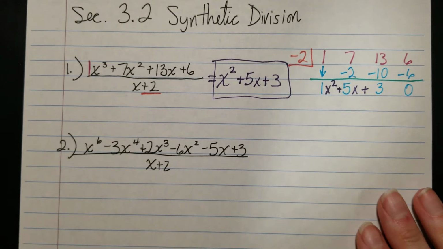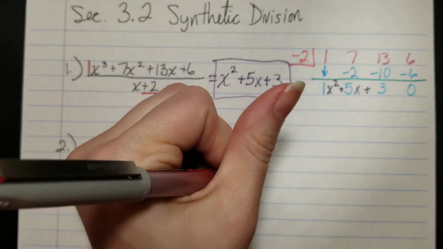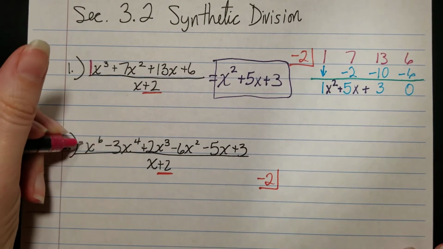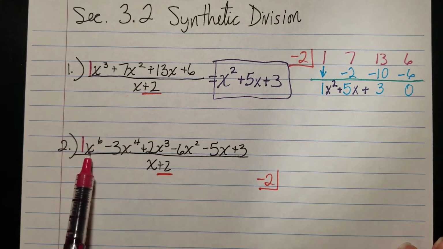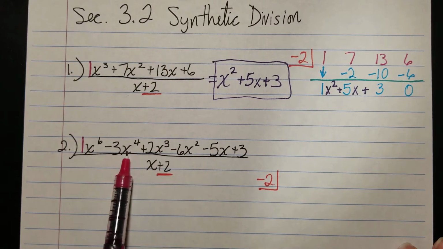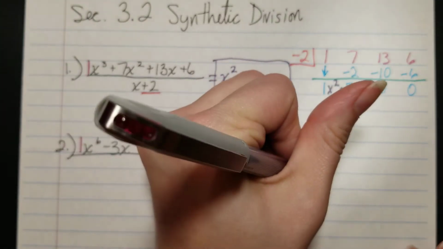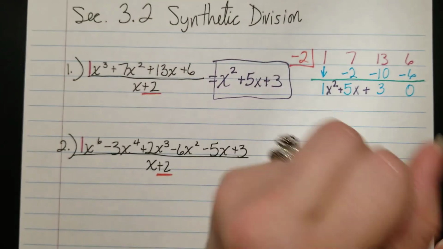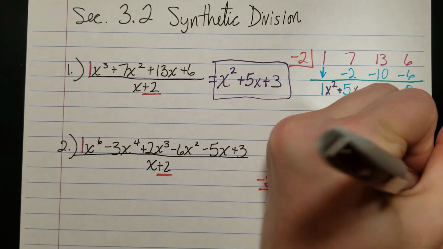All right, and then let's do the same thing for number 2. Again, this would be -2 in the box. Let's write down the coefficients. Now you have to have a representation for each power of x, going all the way down. So x to the 5th got skipped over, and we're going to include a 0 for x to the 5th. So we have a 1 for x to the 6th, then a 0 for x to the 5th, then for x to the 4th we have -3, then 2, then -6, -5, 3.